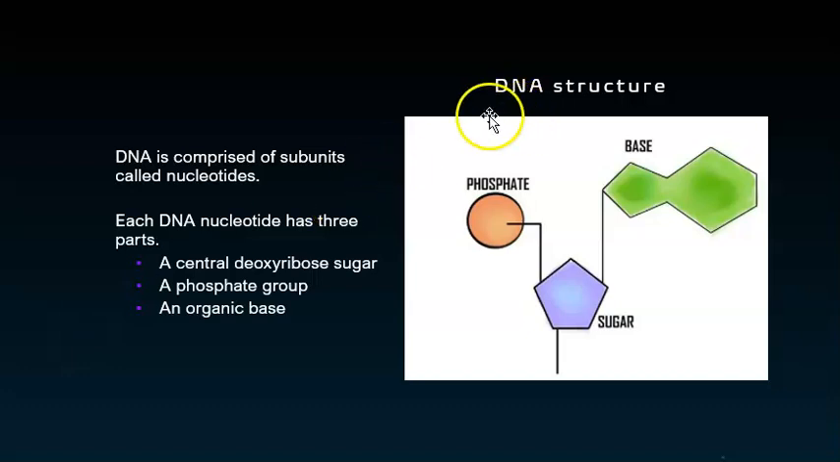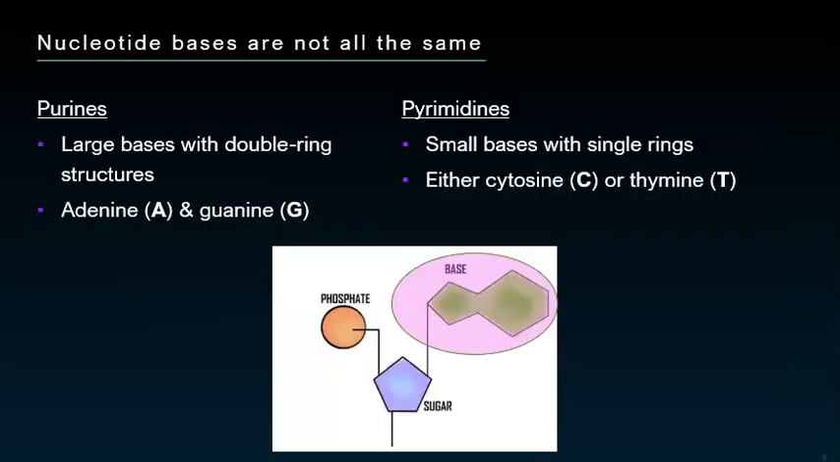Now these organic bases that you see in green are the parts that will determine whether or not they are going to bind to each other. So we have purine bases and pyrimidine bases. Our purine bases are large bases with a double ring structure, like you see here. This is 2 rings, so that's a purine. And our purines are adenine and guanine. Our pyrimidine bases are smaller bases with single rings, and these are going to be either cytosine or thymine.